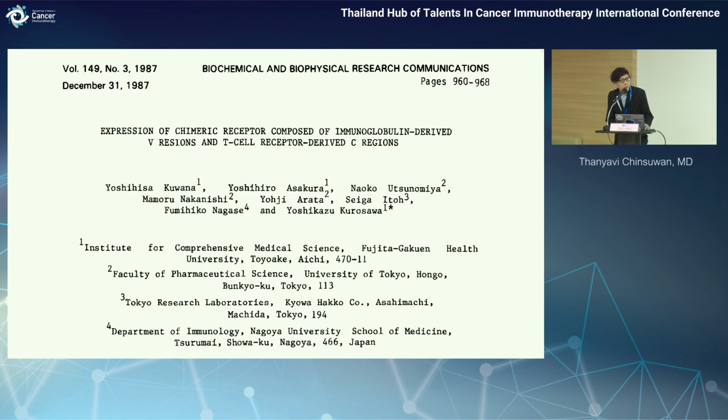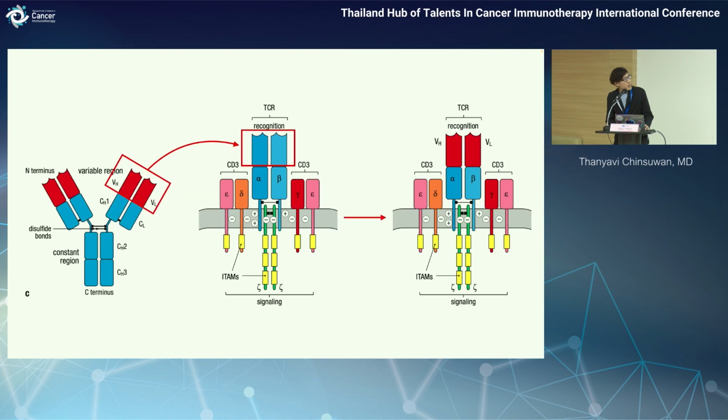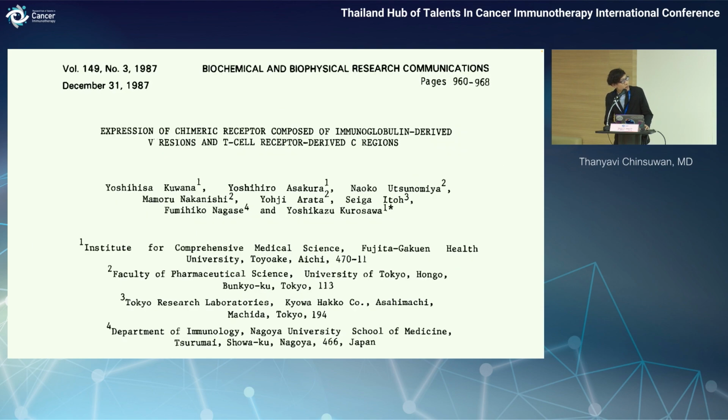Drawing from this knowledge, and also the knowledge that both immunoglobulin, also known as B cell receptor, and T cell receptor belong to the immunoglobulin superfamily, meaning that structurally they are similar, this group from Fujita Gakuen Health University in 1987 tried to test the hypothesis: can we replace the CDR part or the variable parts of TCR with those that come from antibody? And in this paper, they found out that yes, it actually can be done.